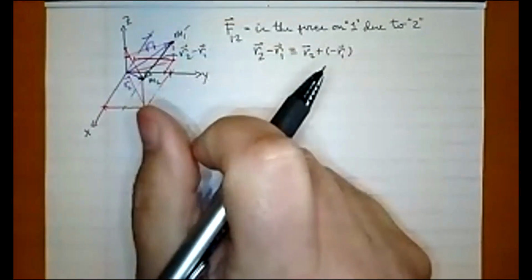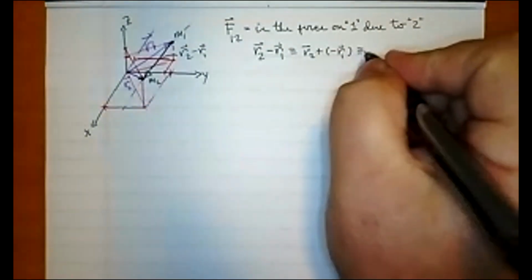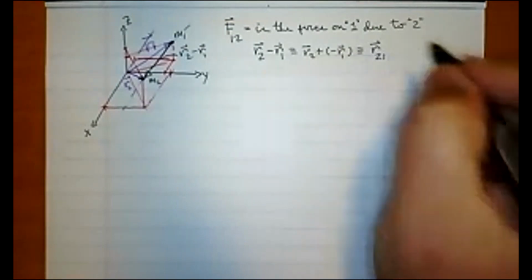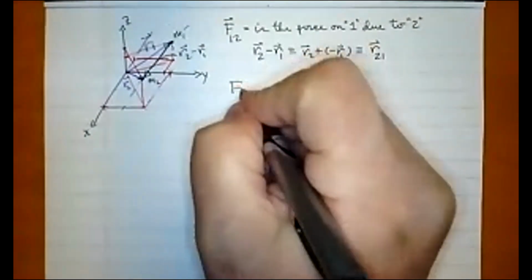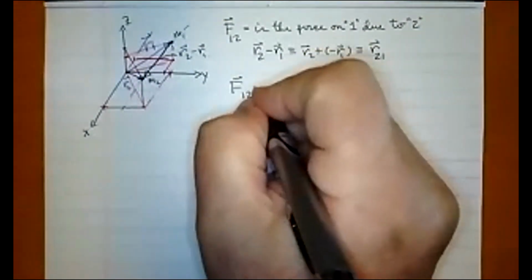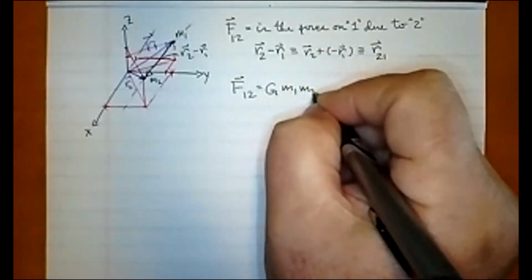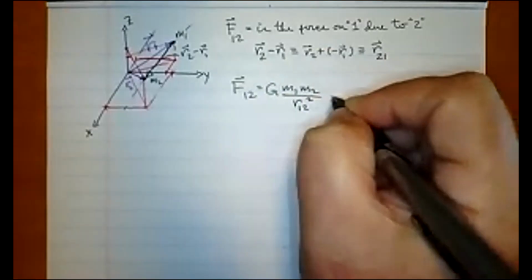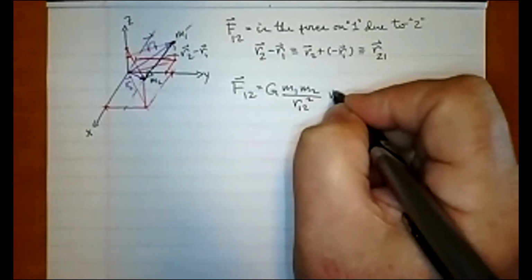And it happens to be the length of it happens to be the distance that we need from Newton's law of gravity. Now, since it's 2 minus 1, we might call it R21, and that would work just fine. But then your law of gravity would be F12 is equal to G M1 M2 over R12 squared times R21.